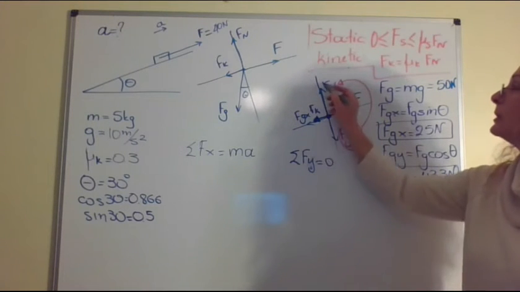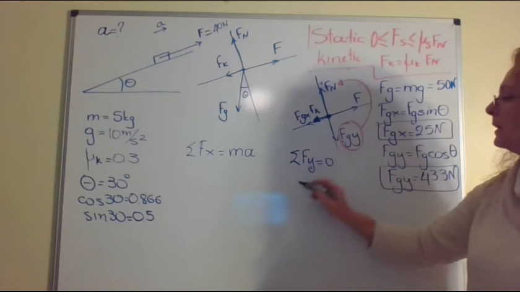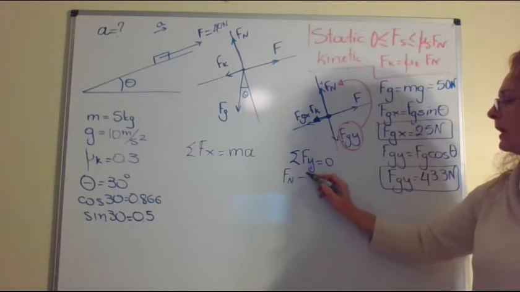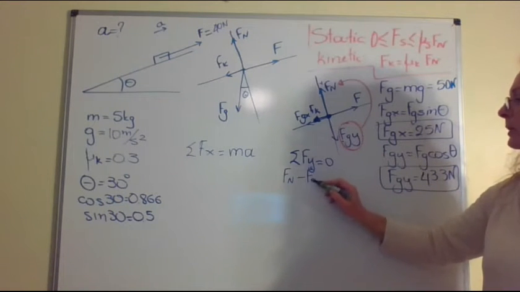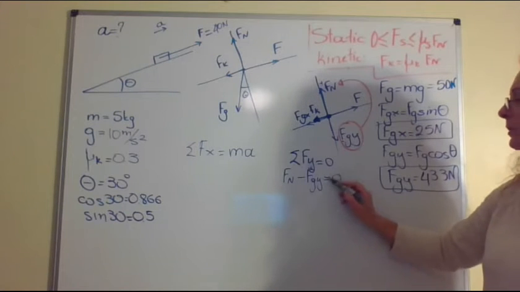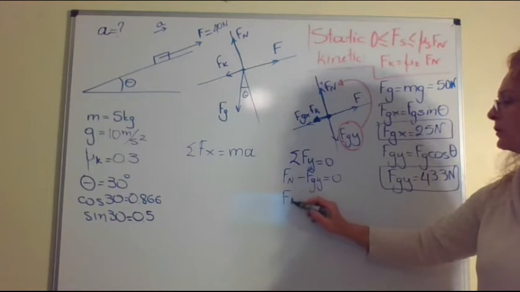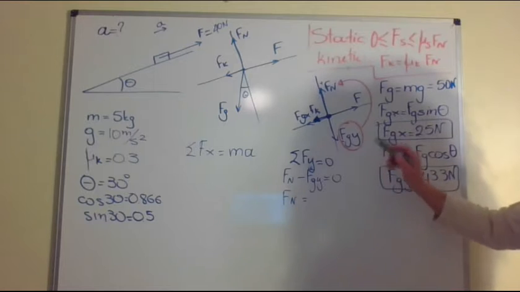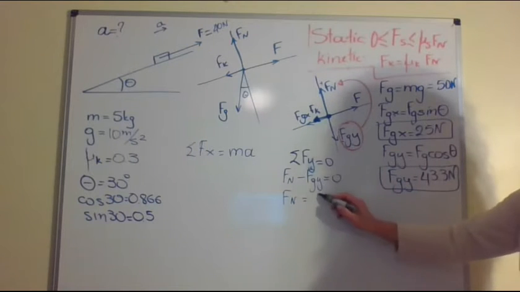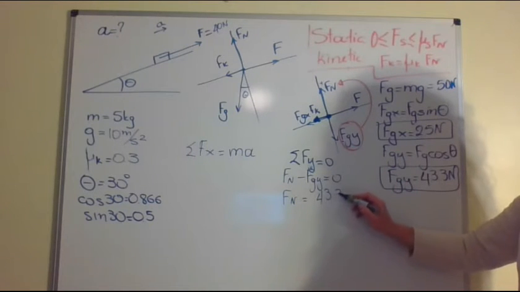So positive, negative: normal force minus the y component equals 0. That means that the normal force equals 43.3 newtons.